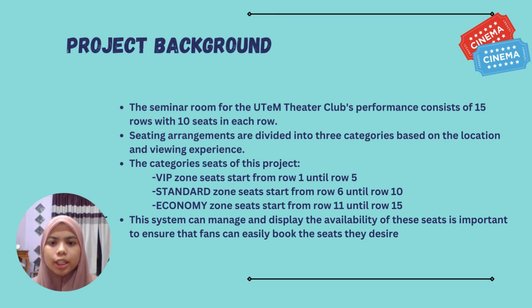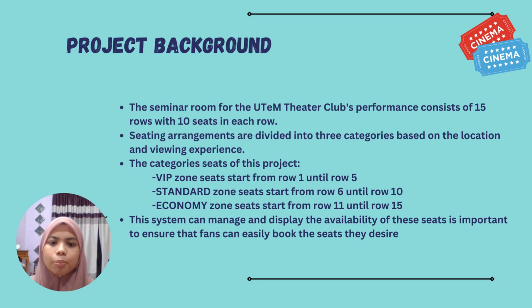Our project background is that the seminar room for the UTEM Theater Club's performance consists of 15 rows with 10 seats in each row. Second, the seating arrangement is divided into three categories. The first one is the VIP zone, in row 1 until row 5. Second is the standard zone, from row 6 until row 10. The last is the economy zone, from row 11 to row 15.